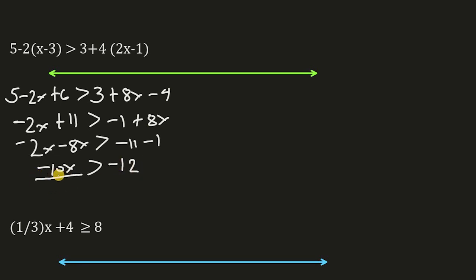I-divide ulit natin yan sa negative 10 para x lang yung matira. Negative 10, that's negative 10. Okay, guys, take a look ulit. When we are dividing a negative number, mafi-flip yung ating inequality sign. So, ito na greater than, magiging less than yan. So final result is x is lesser than negative 6 over 5. Positive yan kasi negative over negative.